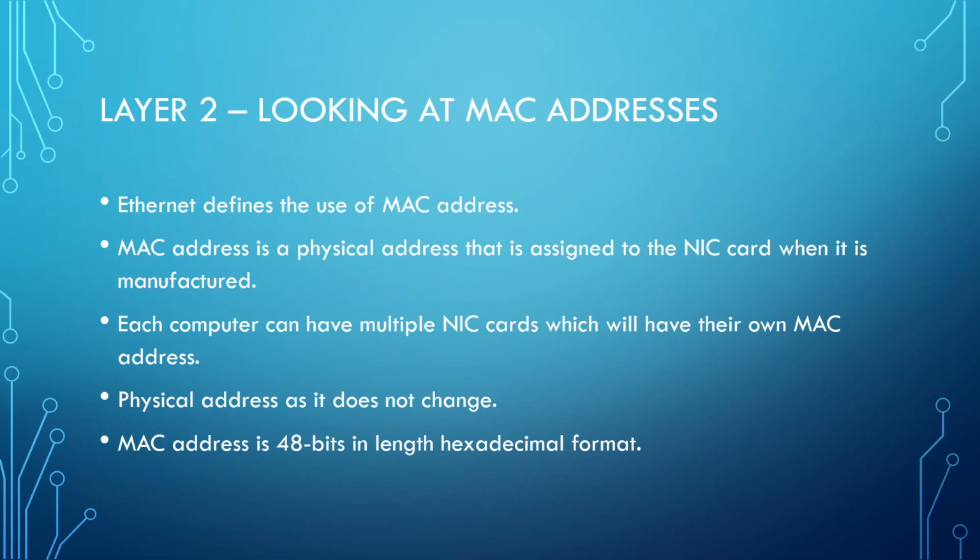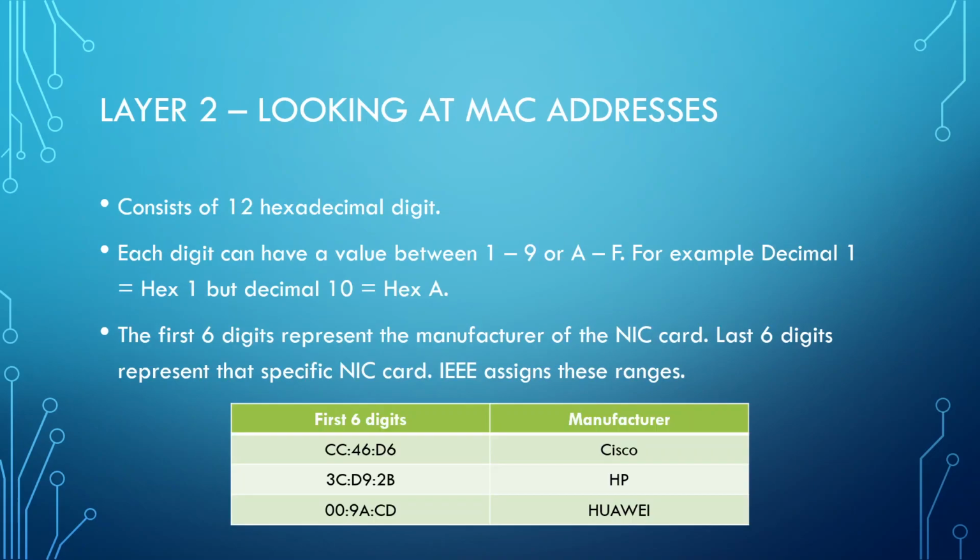The MAC address is 48 bits in length, and it's in hexadecimal format. So it consists of 12 hexadecimal digits, and each digit can have a value between 0 through 9 or A through F. For example, decimal 1 can be represented by hex 1, but decimal 10 would be represented by hex A. Now, breaking down the MAC address, we can break it into 2 halves.